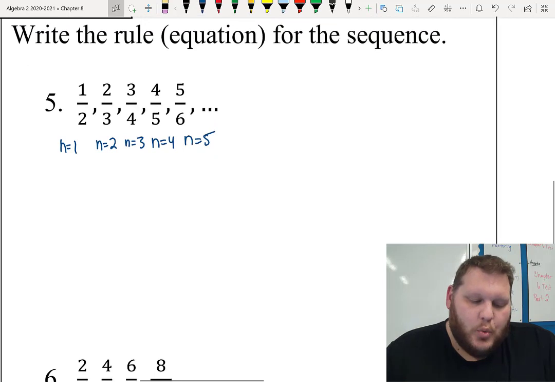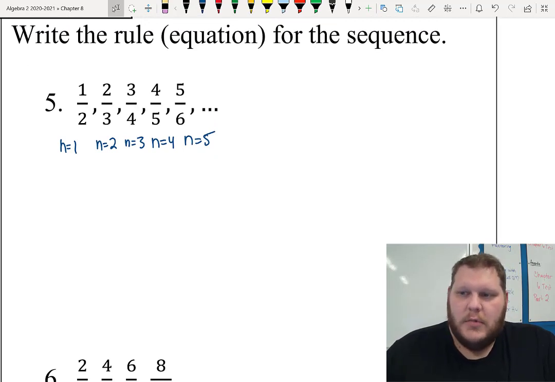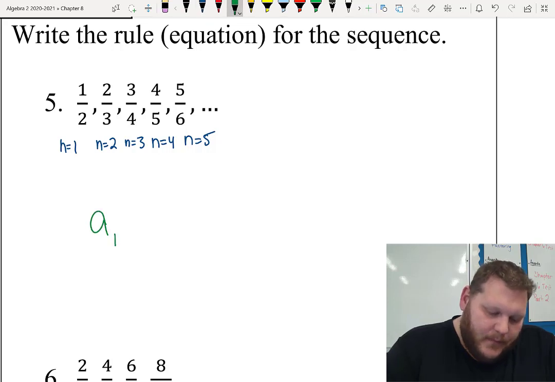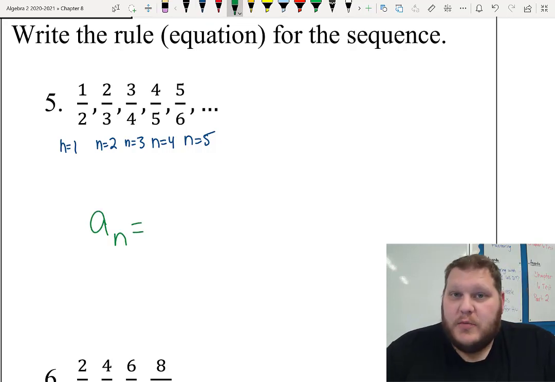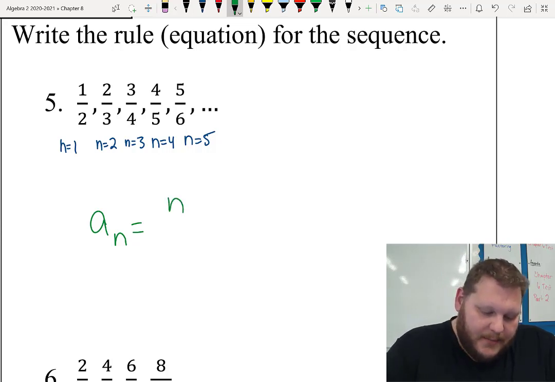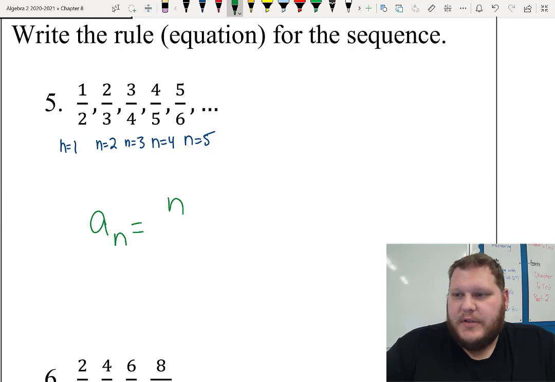So if I have to use 1 to get 1 over 2, 2 to get 2 over 3, 3 to get 3 over 4, 4 to get 4 over 5, 5 to get 5 over 6, the top row becomes really easy because my sequence, the top row, is just what position number I'm in, right? Position 1 was a 1 up top. Position 2 was a 2 up top. 1, 2, 3, 4, 5. It just matches the position number.